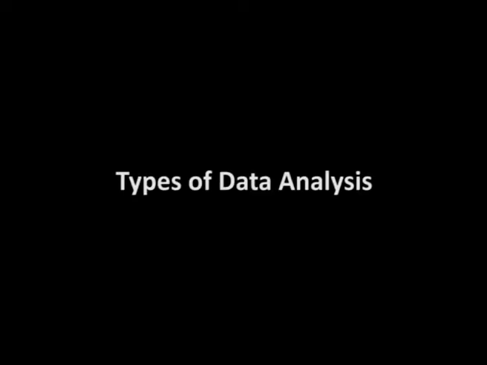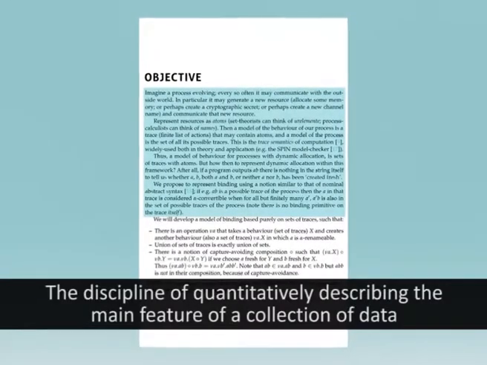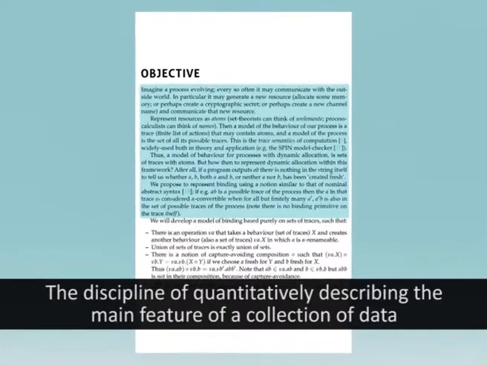Types of data analysis. Six types of analysis every data scientist should know: descriptive, exploratory, inferential, predictive, causal, mechanistic. Descriptive, least amount of effort. The discipline of quantitatively describing the main features of a collection of data. In essence, it describes a set of data.